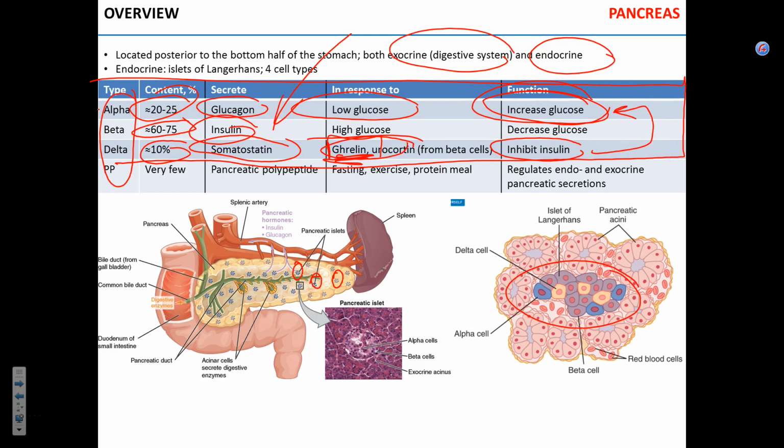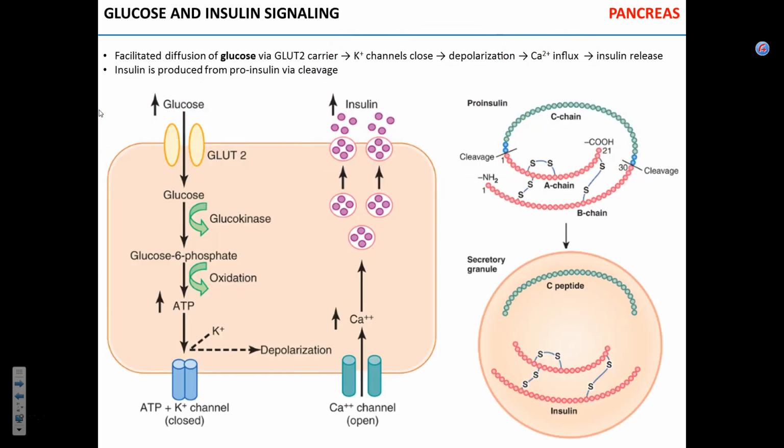Okay. Any questions about this? So, like, what is the product of beta cells? Insulin. Okay. What is the product of alpha cells? Glucagon. Questions like that. We good? So we're going to start with insulin, and we're going to talk about what it is, what's the signaling, and so on and so forth.